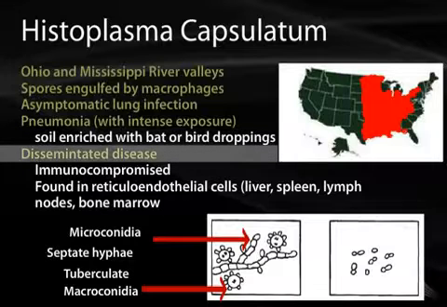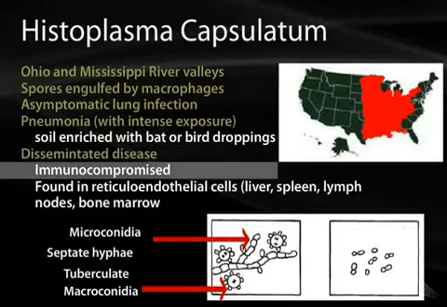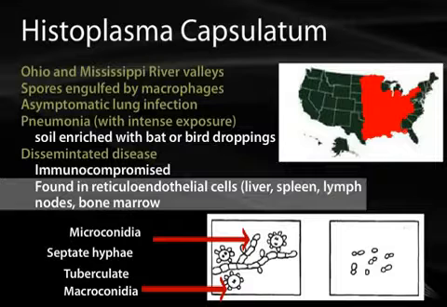After the primary infection, you can get disseminated disease, especially in the immunocompromised. We can find the organism in the reticuloendothelial cells of the liver, spleen, and lymph nodes, also in the bone marrow. You'll have a characteristic picture of microconidia with septate hyphae. This figure shows what they look like in the environmental form. When you find them from the tissue, again, you'll look for the macrophage with hundreds of little histoplasma inside of them, or these little yeasts.